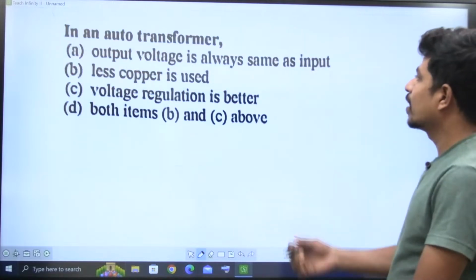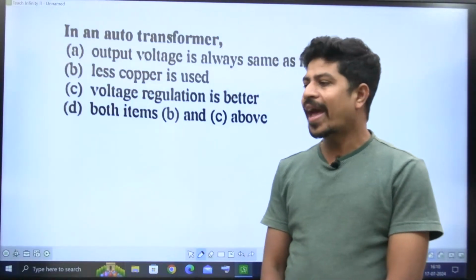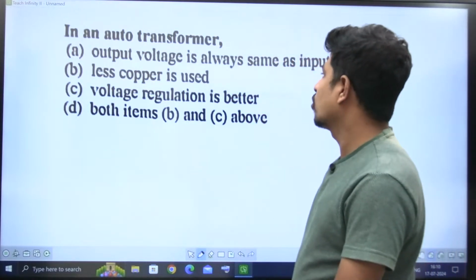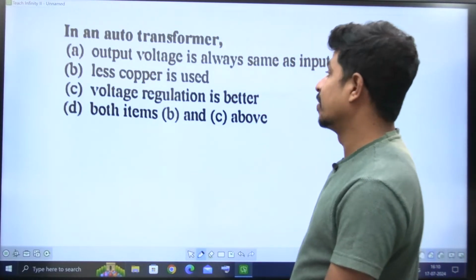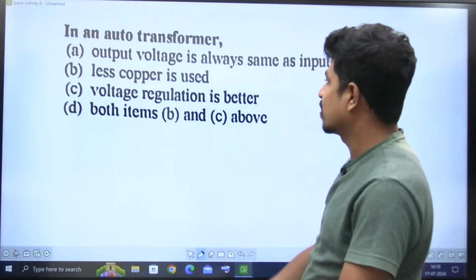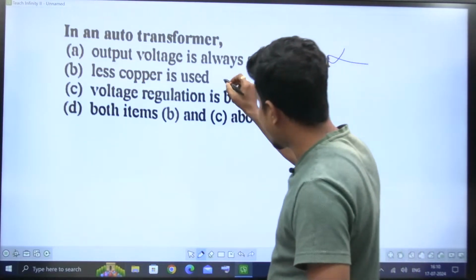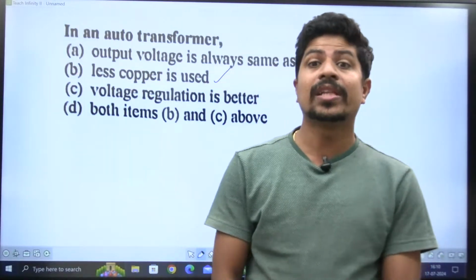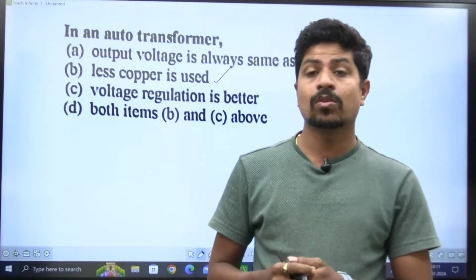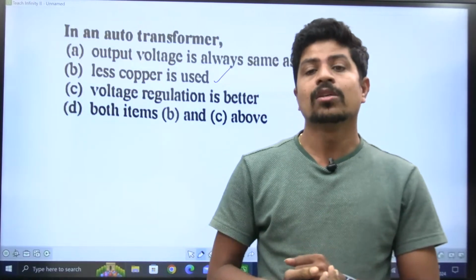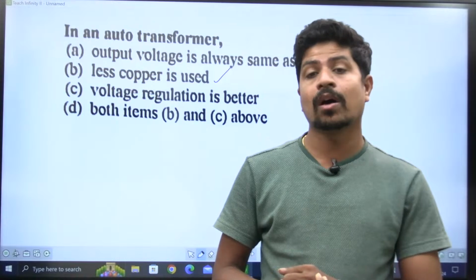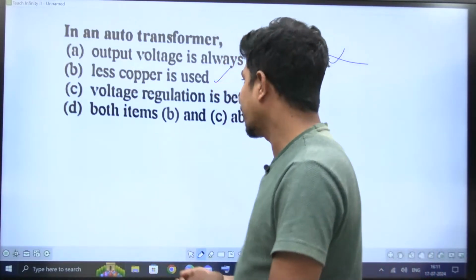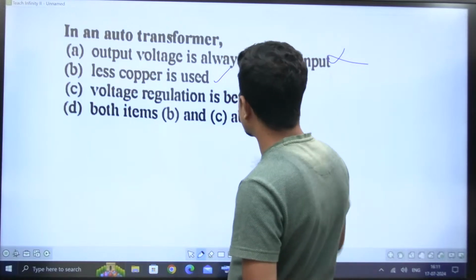Okay, let's go to the next question. We have auto transformer also in the syllabus, auto transformer and normal transformer. In an auto transformer, the output voltage is always the same as the input. If that is the case, what is the purpose of the transformer? First of all, less copper is used, because in an auto transformer there are two types of induced EMFs: one because of induction, another because of conduction. Therefore, the amount of copper required in an auto transformer is less than a two winding transformer of the same power rating and voltage rating. Next, voltage regulation is better.